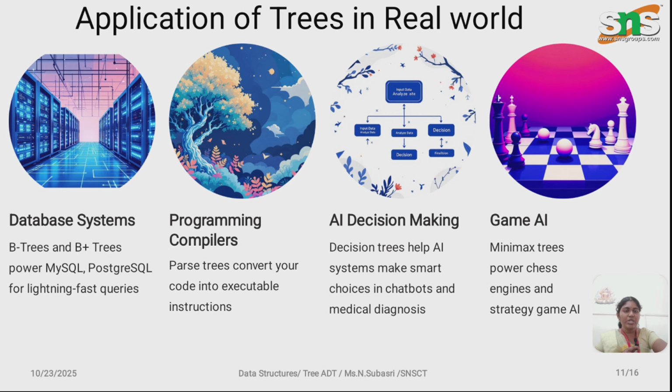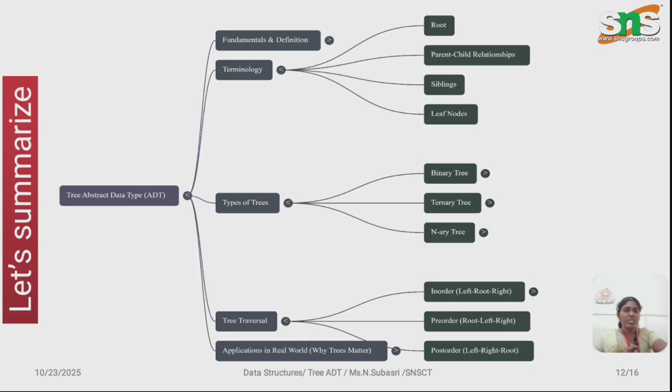Next, applications of trees in the real world. In database systems, B-trees and B+ trees are used in MySQL and PostgreSQL for running queries. In programming compilers, we parse trees, which convert the code into executable instructions. In AI decision making, we have decision trees that help AI make smart choices. And game AI also uses the tree concept, for chess engines and some strategy game AIs.